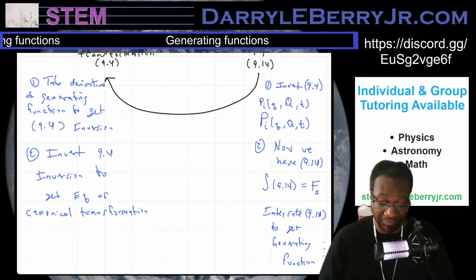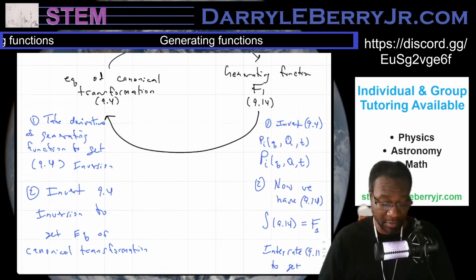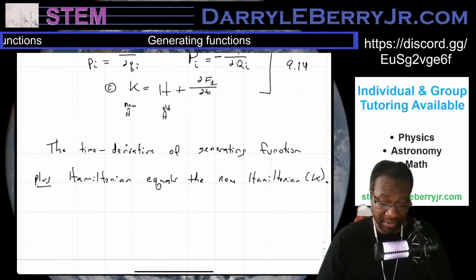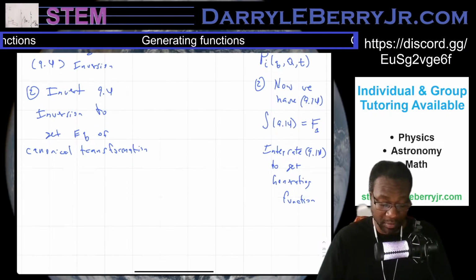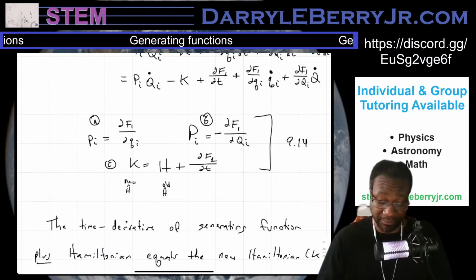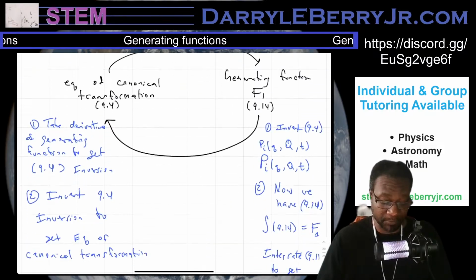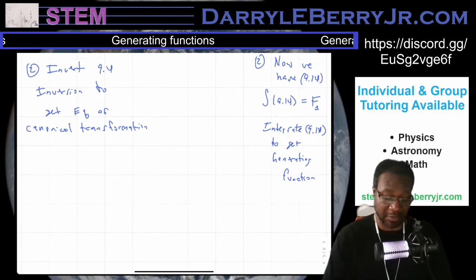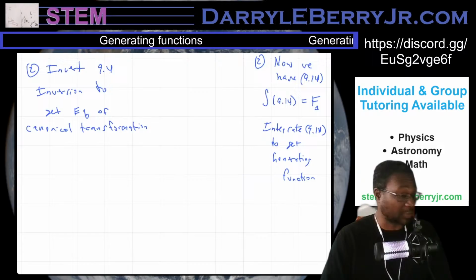Conversely, if we have the generating function, we could take the derivative of the generating function. That'll give us momentum. Then we invert. That'll give us an inverted momentum, inverted equation 9.14. Then we reinvert the inversion to get the original canonical transformation equations. All right.